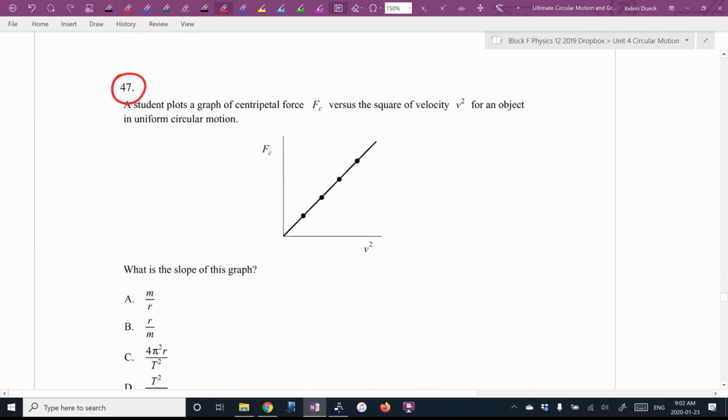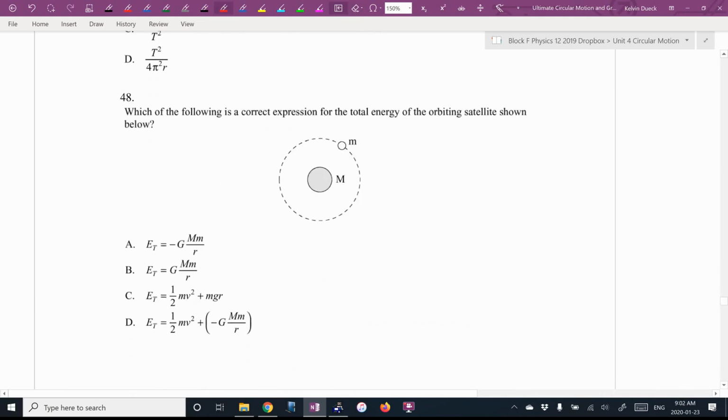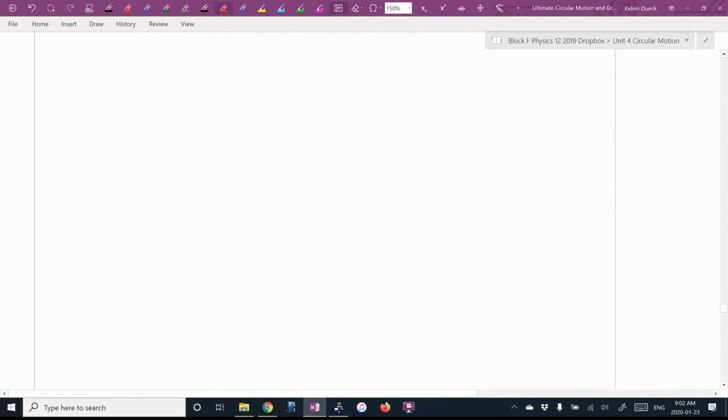47 is good. Remember the graphing tricks that I showed you? Nick, what's this want me to find? I would look at the equation for FC. Oh, wait a minute, slope is what over what? You know what, for slope we divide. I would try dividing FC by V squared and asking what would be left on the other side of the equal sign. Probably got like m's and r's and stuff, I don't know. Skip 48. Skip 49.